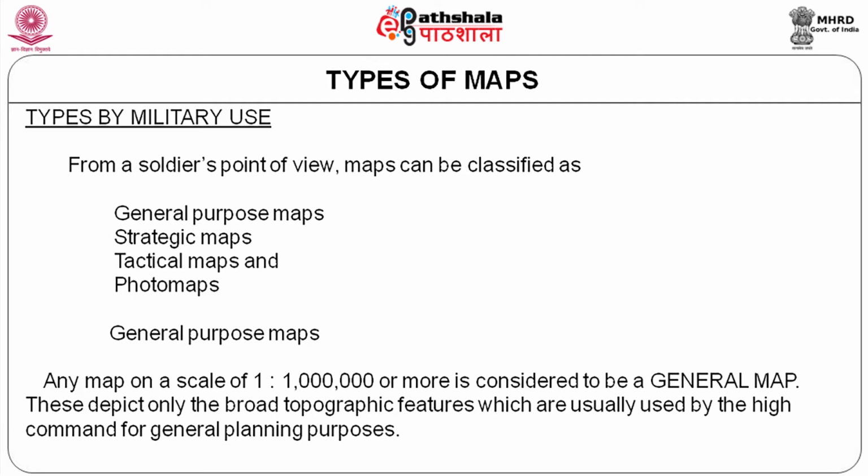General purpose maps: any kind of map on a 1 in 1 million scale, indicating the entire country, to be used by higher authorities, namely the commanders, who will just be getting an idea about it. It will also contain the topographic detail. That's an important aspect of a general purpose map. These maps are used by higher authorities on a very small scale. That's the purpose of your general purpose map.